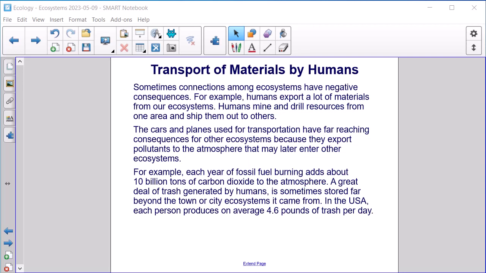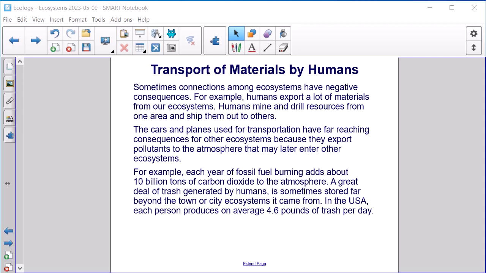Transport of materials by humans. Sometimes connections among ecosystems have negative consequences. For example, humans export a lot of materials from our ecosystems. Humans mine and drill resources from one area and ship them out to others. The cars and planes used for transportation have far-reaching consequences for other ecosystems because they export pollutants to the atmosphere that may later enter other ecosystems.